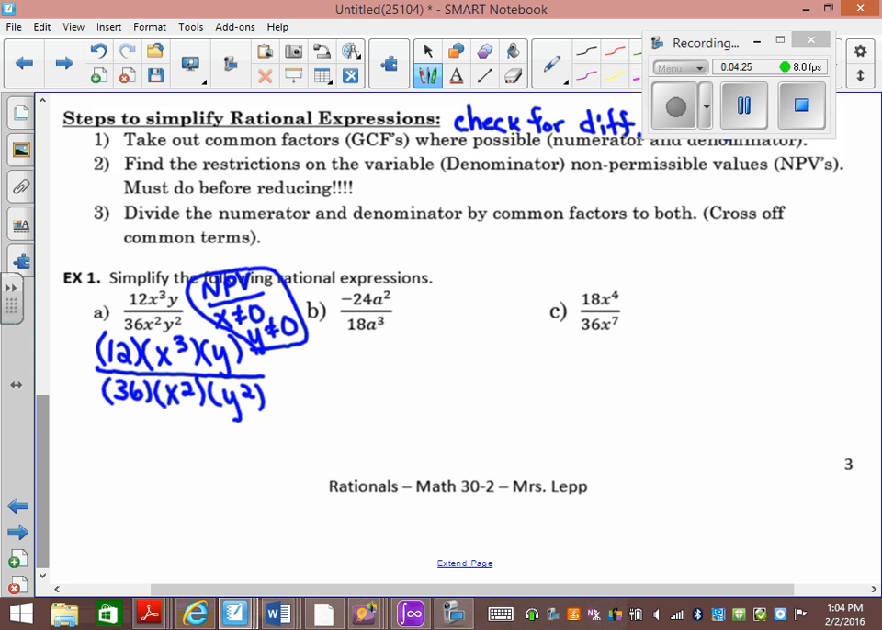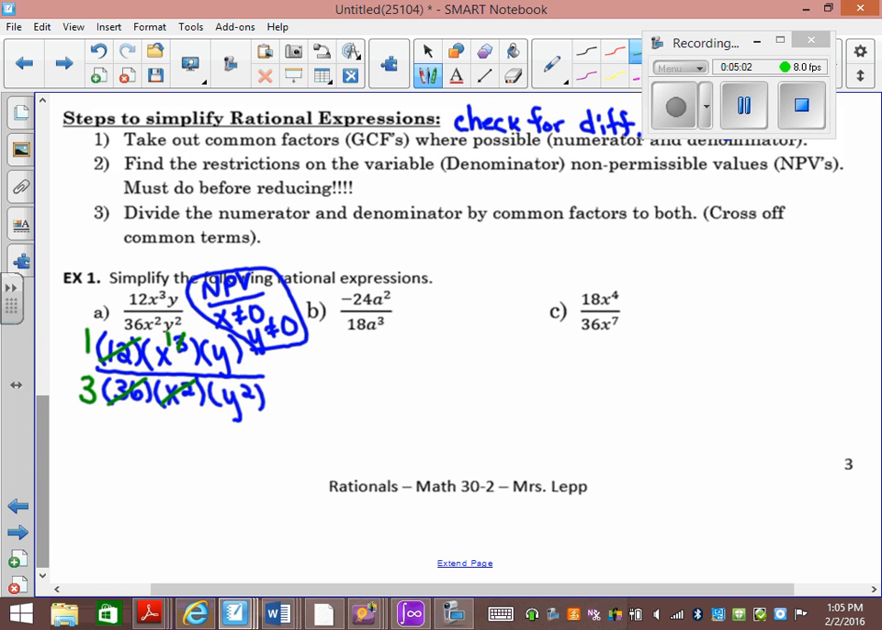So once we've stated our NPVs, we can cancel off what's common. So the 12 and 36, is there anything I can take out of both of them, just like I did the fractions above? 12. If I take a 12 out of 12, I'm left with a 1. If I take a 12 out of 36, I'm left with a 3. Now what about the x cubed and the x squared? Mason, what can I take out of them? 2 x's out. So an x squared out of here, and then I'm left with 1 up top, right?